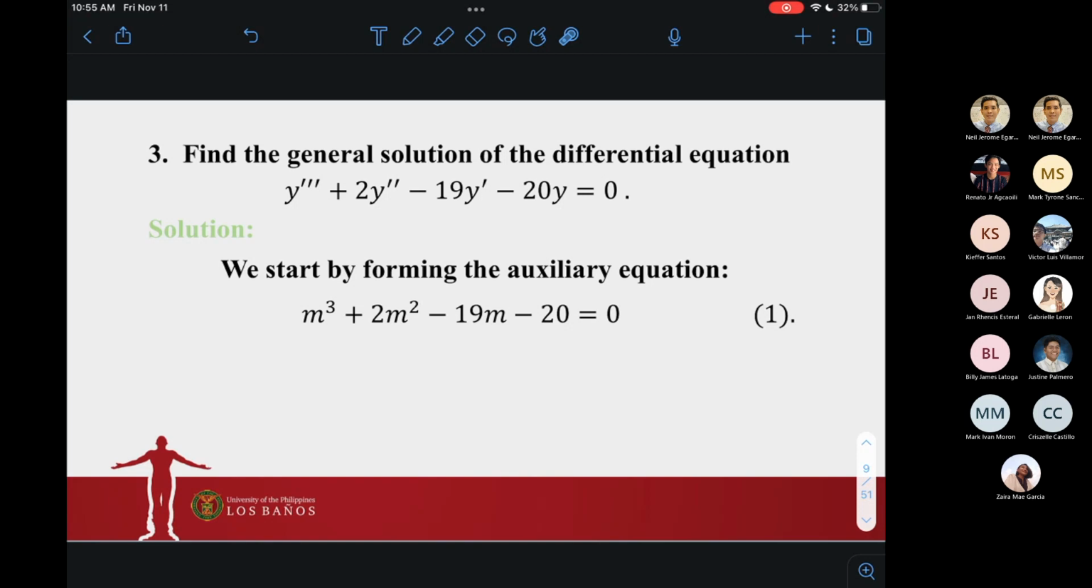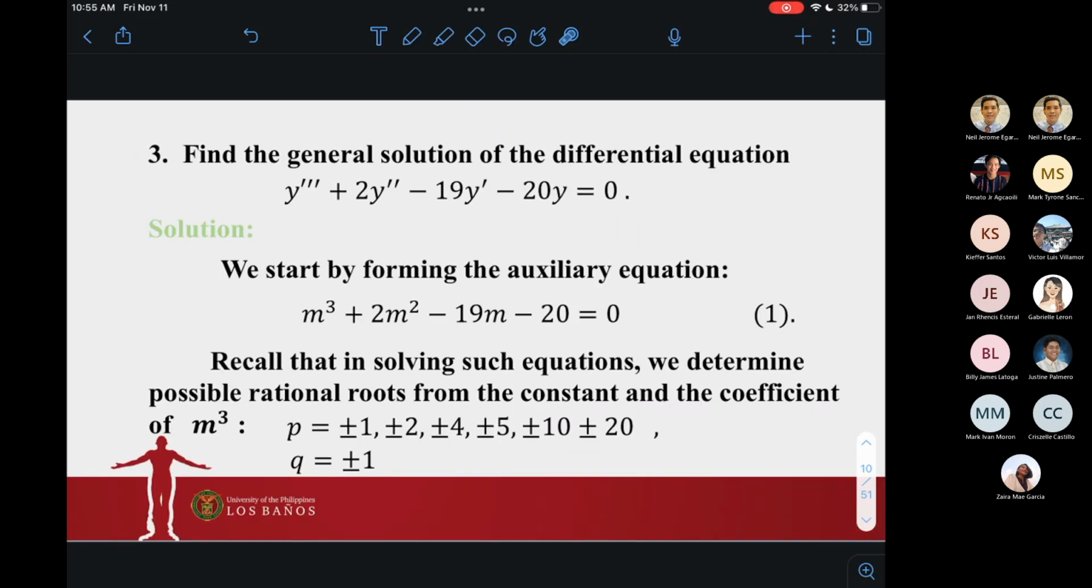Pero kung meron, sure tayo na siya ay ratio lamang ng divisors nito over divisors netong leading coefficient. Okay? So in particular, kunin mo yung divisors ni 20. So you'll have plus or minus 1, plus or minus 2, plus or minus 4, plus or minus 5, plus or minus 10, plus or minus 20. Tapos ang divisors ng coefficient ni m, luckily for us, 1 lang yung coefficient niya. So ang kanyang divisors lamang ay plus or minus 1.